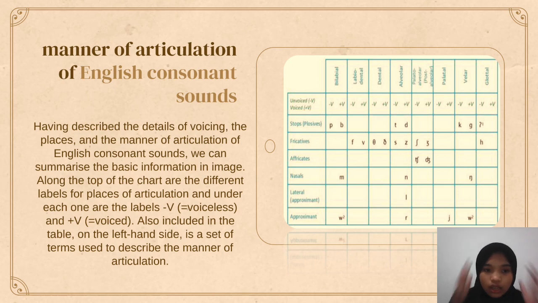So the next is manner of articulation of English consonant sounds. Having described the details of voicing, the place, and the manner of articulation of English consonant sounds, we can summarize the basic information, as you can see in this table, the table of English consonant sounds. Along the top are different labels for place of articulation, and under it are the labels voiceless and voiced. Also included in the table on the left-hand side is the set of terms used to describe the manner of articulation.